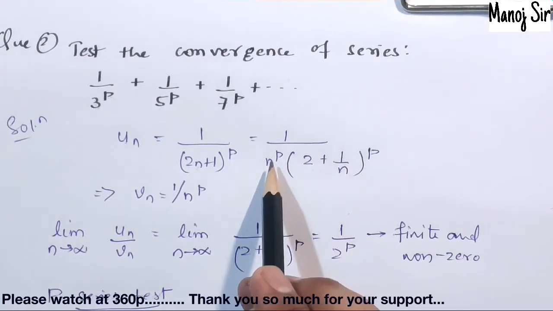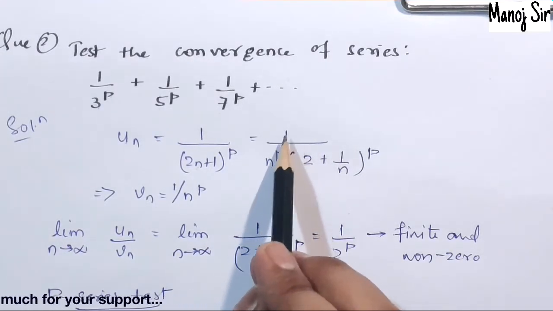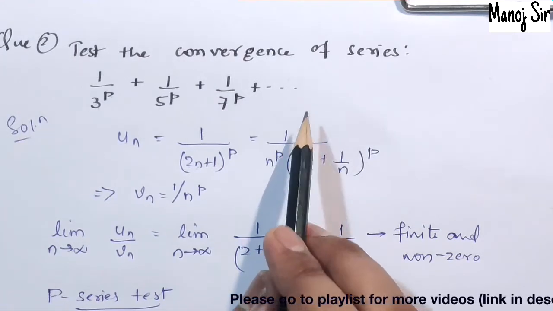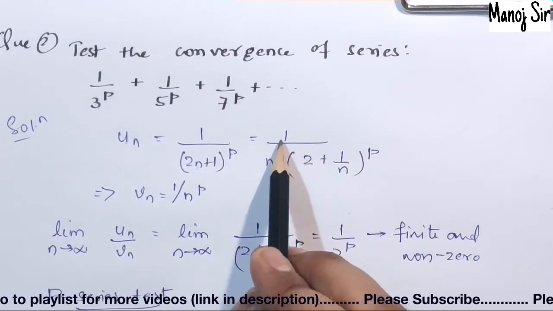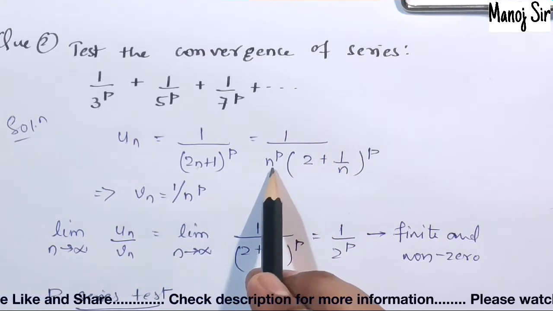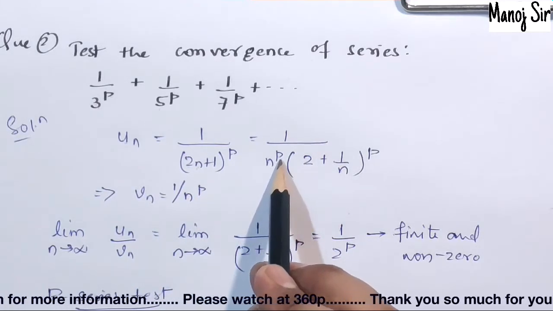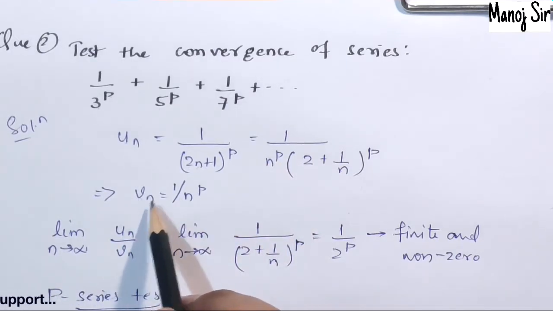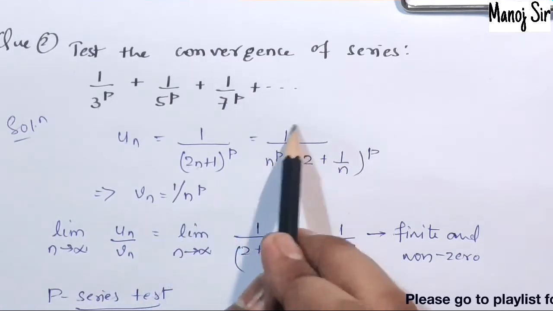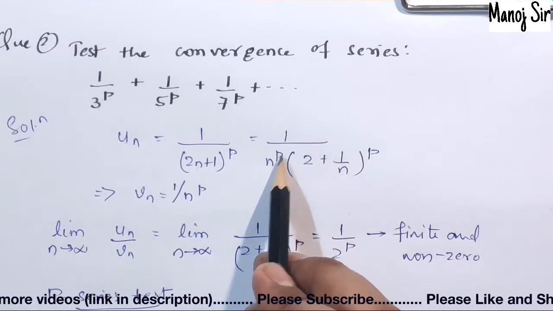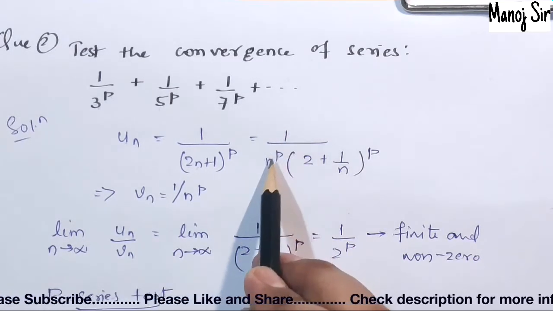Now to find vn, we need to take the highest power of n. From the numerator part, the highest power of n is 0, and n to the power 0 is 1. Here in the denominator part, the highest power of n is p, so we take n to the power p. So you will get vn as 1 upon n to the power p. This is my vn. In the previous video also we saw that this common part is the value of vn.